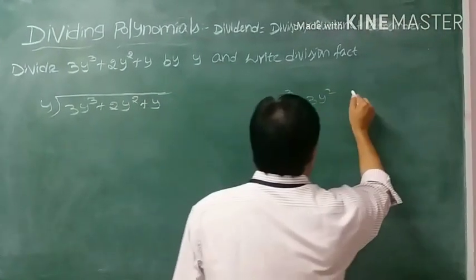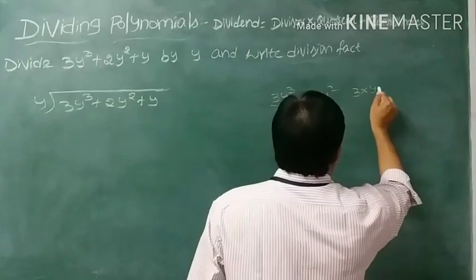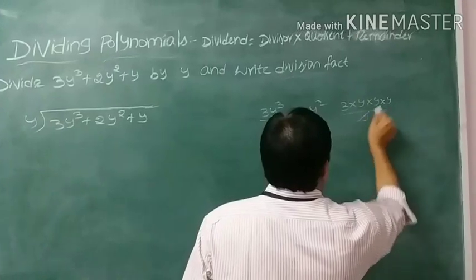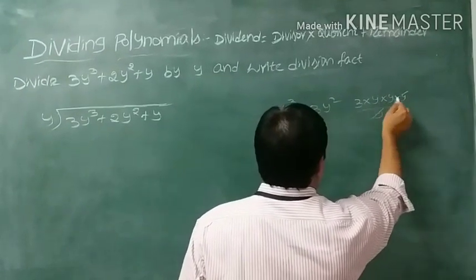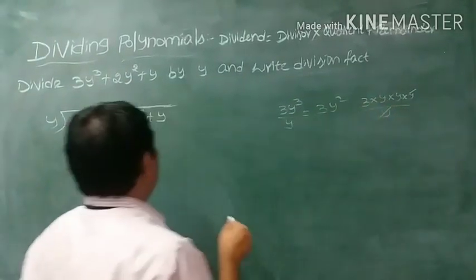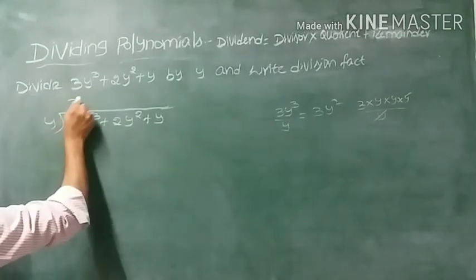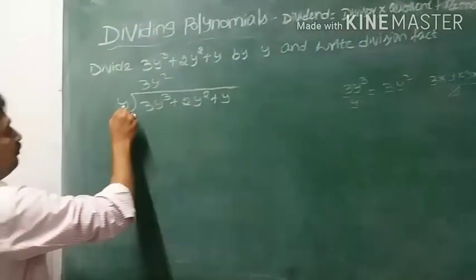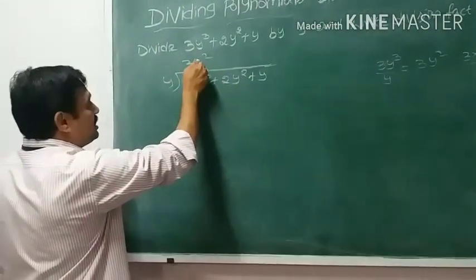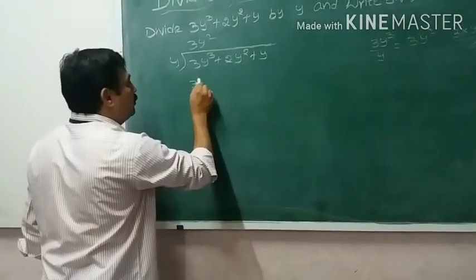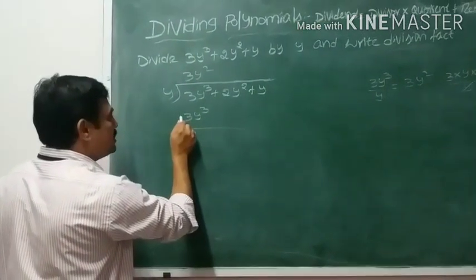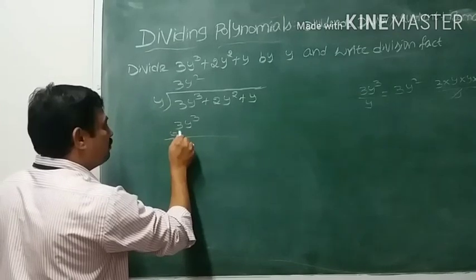Now 3y cube by y, you will get 3y square. How? Now 3 into y cube can be written as y into y into y by y. y will get cancelled. So we will get y into y square. So 3y square. After completing this one, with y we have to multiply this one. 3y square into y, 3y cube. Now here there is no symbol, means plus. This plus becomes minus.